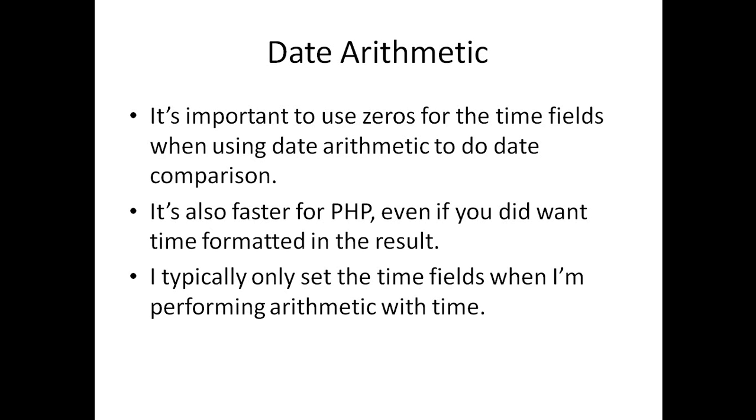Okay, so here are some tips. It's important to use zeros for the time fields when using date arithmetic to do date comparison. I already covered that. You're putting them there for the hour, minute, seconds. You're also putting them there in both dates if you're comparing dates, so that you actually get the same time to do comparison with.